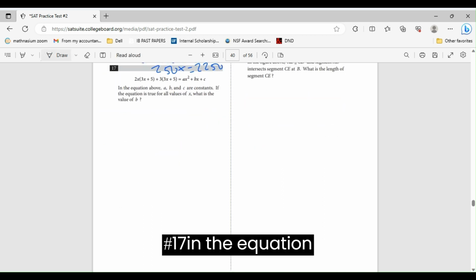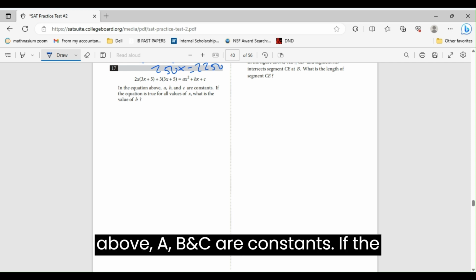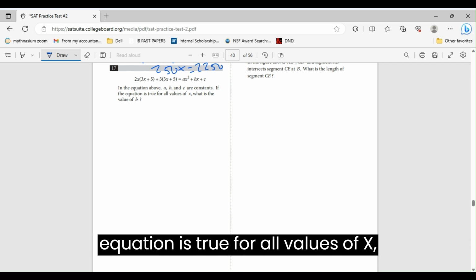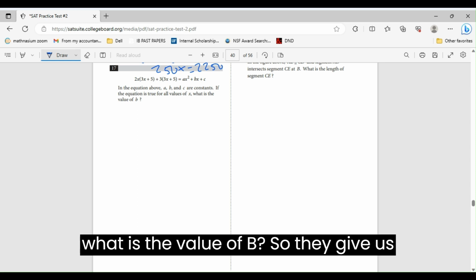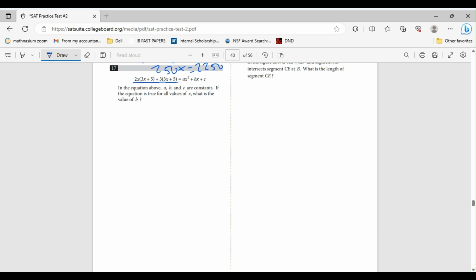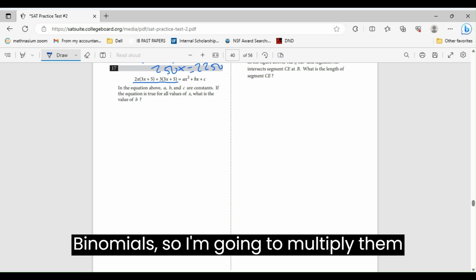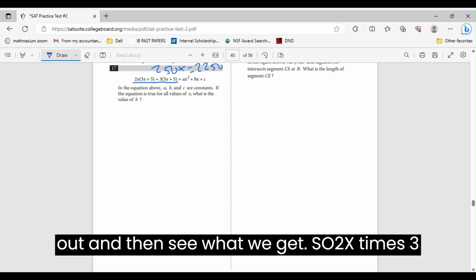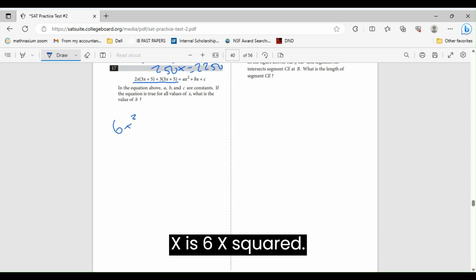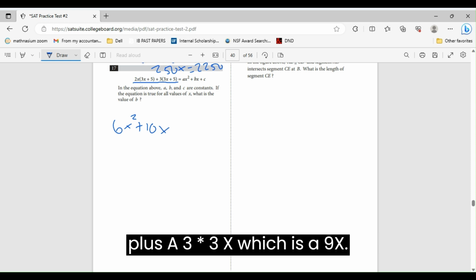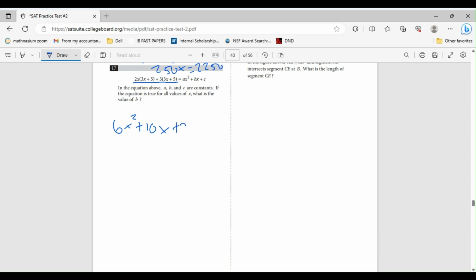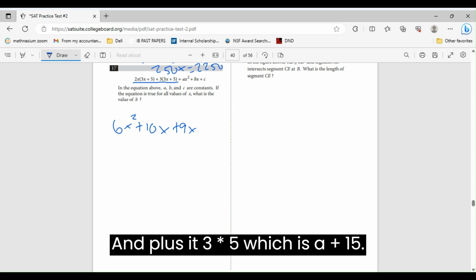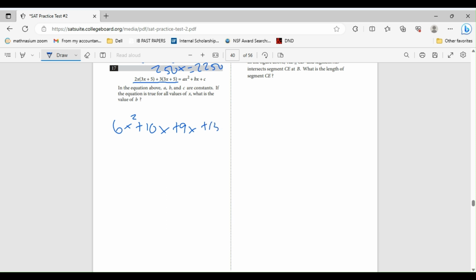Number 17, in the equation above, a, b, and c are constants. If the equation is true for all values of x, what is the value of b? So they give us 2 unfactored binomials, so I'm going to multiply them out and then see what we get. So 2x times 3x is 6x squared. 2x times 5 is a 10x, plus a 3 times 3x, which is a 9x, and plus a 3 times 5, which is a plus 15.